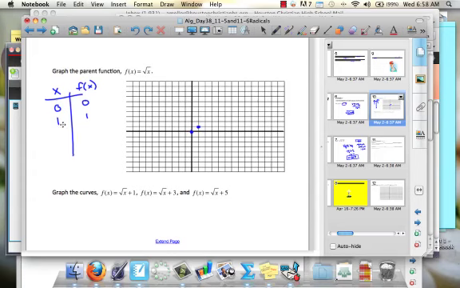2 doesn't have a nice square root, 3 doesn't have a nice square root, 4 has a nice square root, and that's 2. So 1, 2, 3, 4, up 2. We have to look for the pretty square roots for x. The next one's going to be 9, and that has a square root of 3, so 1, 2, 3, 4, 5, 6, 7, 8, 9, up 3.